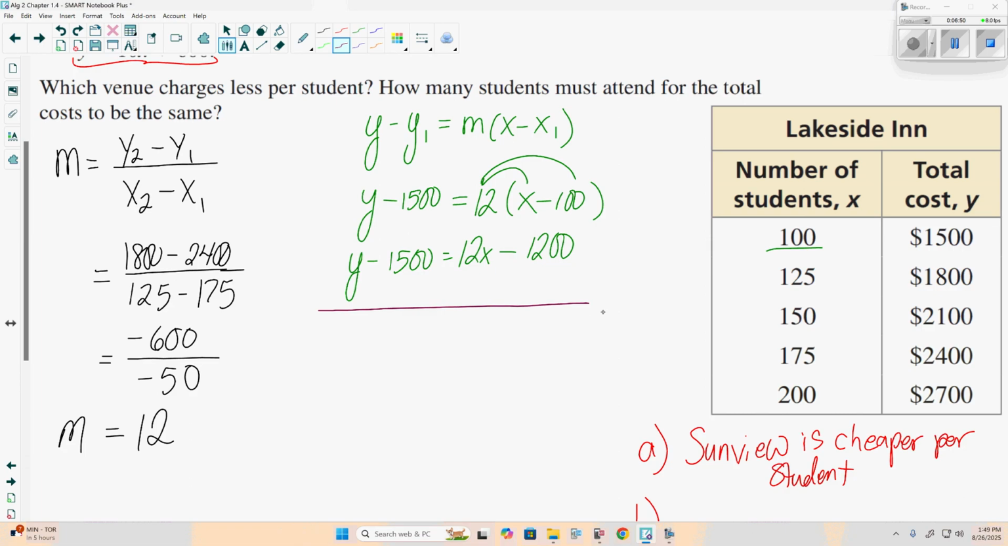Now the only thing left with y is our 1500. And since it's negative, we're going to add 1500 to both sides. Negative 1500 plus 1500 is 0, showing us y is equal to 12x. Negative 1200 plus 1500 is going to be plus 300. So Lakeview's equation is y is equal to 12x plus 300.